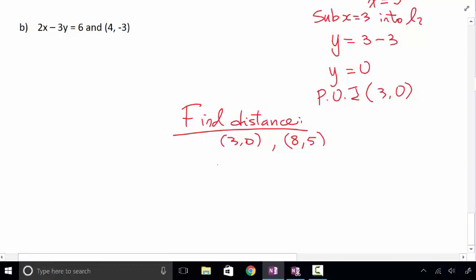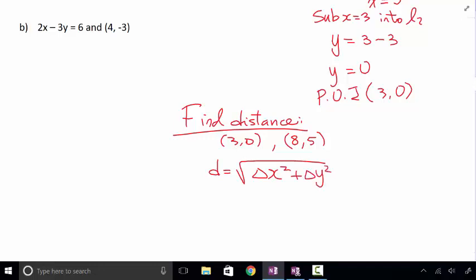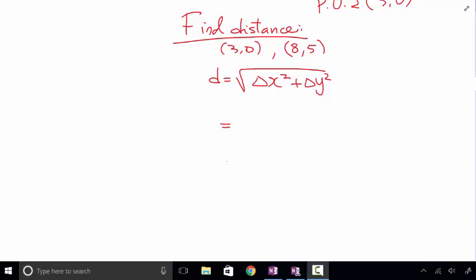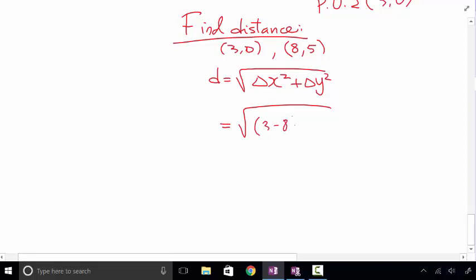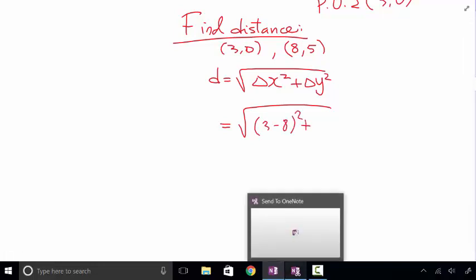Then you do d equals the square root of delta x squared plus delta y squared. Finish it up, please. Listen. Alright, let's finish this question up. And so you got 3 minus 8 squared. I'll finish it on the video and then I'll upload it, okay?